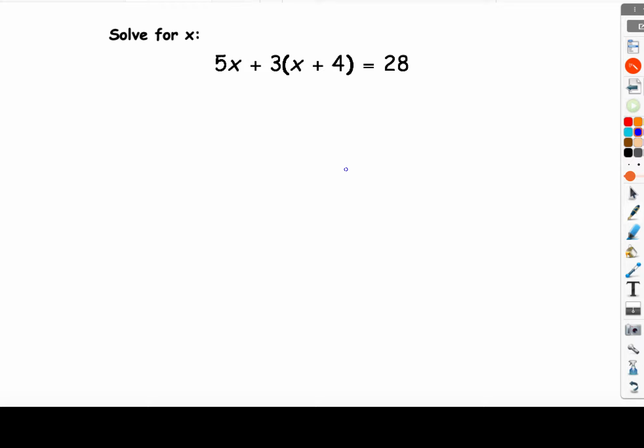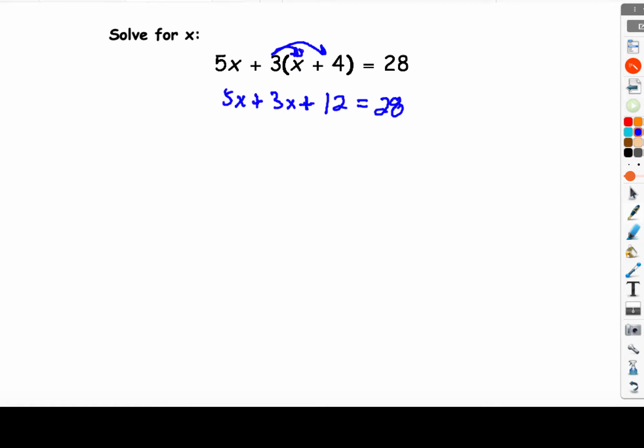First thing I would do is, again, notice that messy side. So I'm going to say 5x, and I'm going to distribute, use my distributive property, that 3. So I'm going to say plus 3x plus 3 times 4, which would be 12, is equal to 28. Distributing that 3: 3 times x being 3x, 3 times 4 being 12.